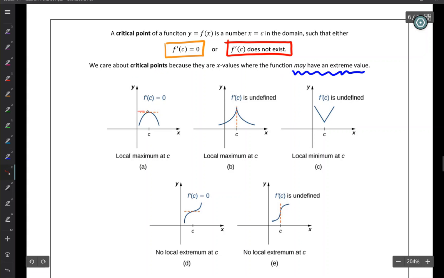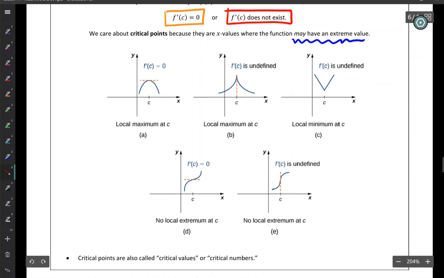So notice in this little picture, we've got a horizontal tangent line, the derivative is 0, and it is in fact a local max. Here we've got a cusp, a corner, the derivative's not defined at x equals c, and we also have a local max. Same deal here. We've got that sharp corner, the derivative's not defined, and we happen to have a local min at x equals c.